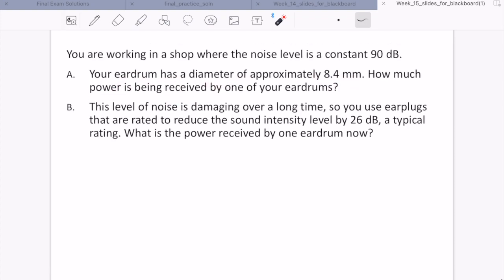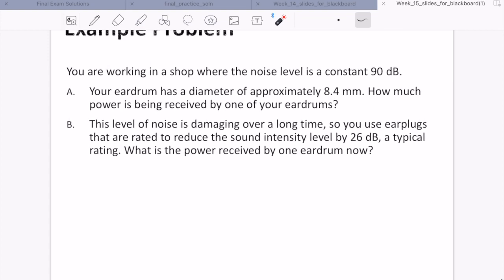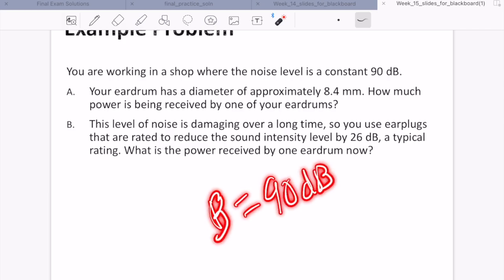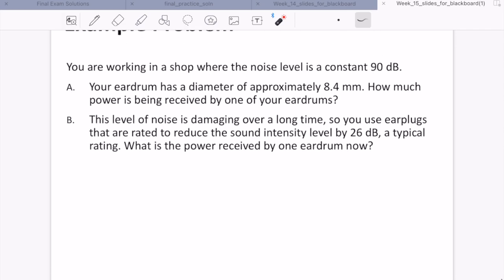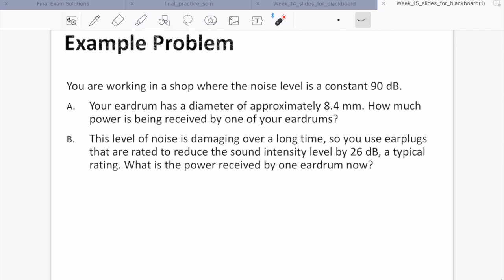So our diameter is 8.4 millimeters, right? They gave us the noise level of 90 decibels. So 90 decibels is our sound intensity level at that point, and our diameter is 8.4 millimeters. You might be thinking, what does the diameter have to do with anything? Well, remember, intensity is equal to power divided by area.